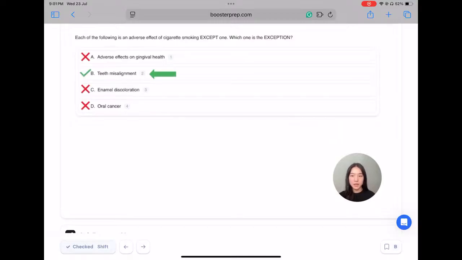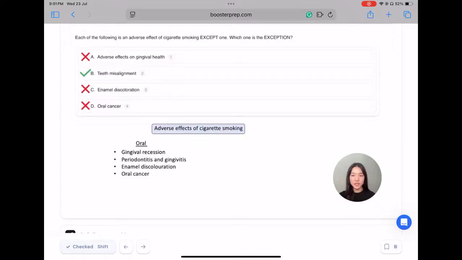Option B reads teeth misalignment, and this is our correct answer as this is not something that is an adverse effect of cigarette smoking. However, tooth loss is something that may occur as a consequence of cigarette smoking. In addition to the adverse effects of cigarette smoking that we have already discussed, it can also cause mucosal lesions to arise, and this includes things such as nicotine stomatitis and oral leukoplakias.